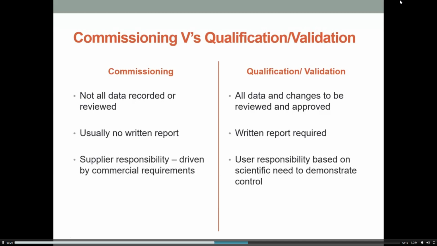Commissioning is the supplier's responsibility, and it's driven by commercial requirements to get to know your piece of equipment properly and to figure out that it's working okay. Qualification or validation are a user's responsibility, and they're based on the scientific need to demonstrate control.